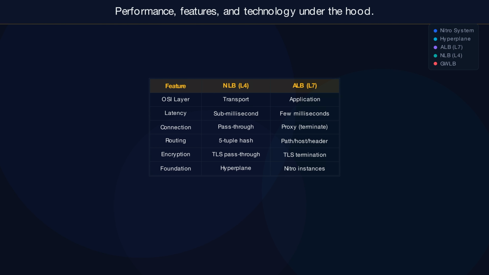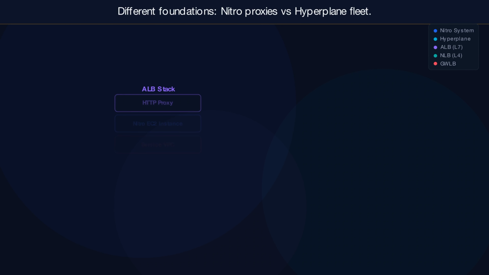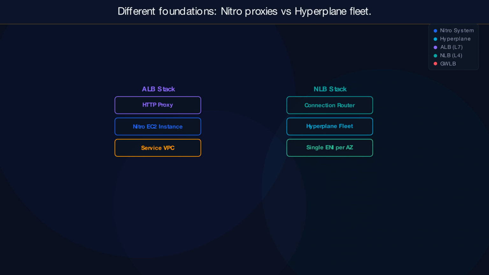It processes millions of connections per second with sub-millisecond latency. ALB adds a few milliseconds because it terminates the connection and proxies it. But ALB gives you superpowers: path-based routing, host-based routing, WAF integration, authentication offload, and HTTP header inspection. Choose NLB when you need raw speed. Choose ALB when you need smart routing.